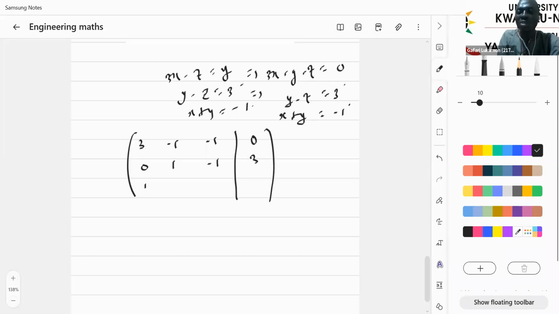Likewise, this is going to be what? 1, 1. We don't have z, then this is going to be 0, and this is going to be minus 1. That's how you are going to write it. I hope you understand now.